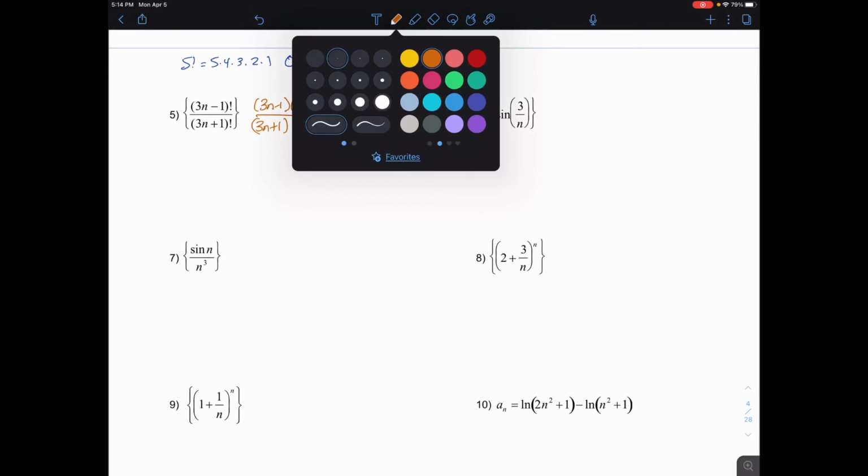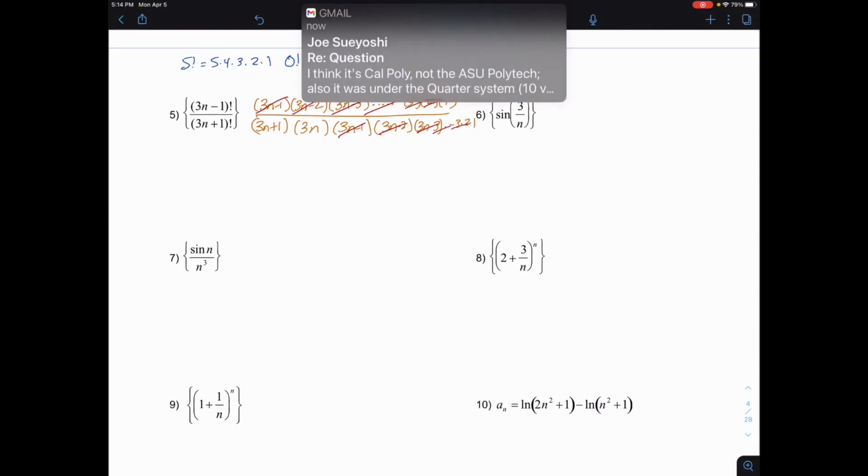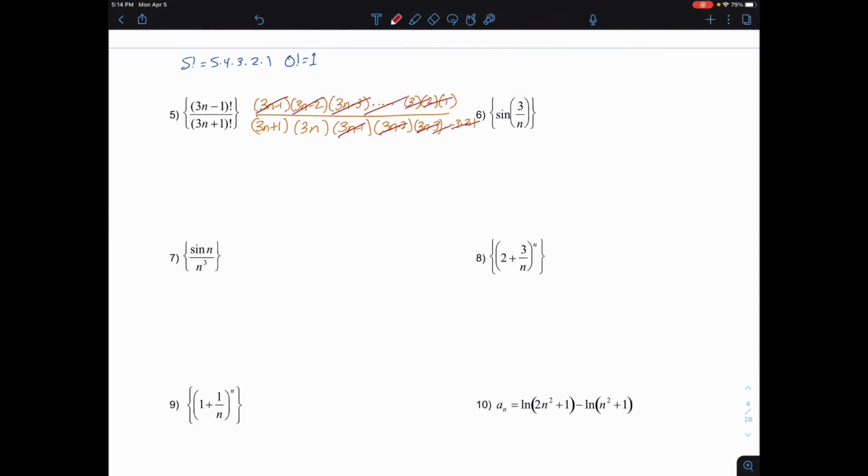So now, cancel everything out in the numerator and the denominator. This is why we love factorials. The 3n minus 1 cancels out, the 3n minus 2, the 3n minus 3, and all of the dots, and 3, 2, 1, 3, 2, 1. Everything canceled out. What was I left with?